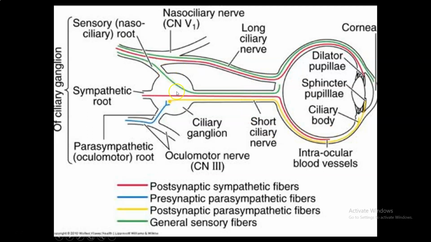Again, ciliary ganglion behind the globe, having the parasympathetic relaying in the ganglion, which is the yellow, the sympathetic passing without relay in the ganglion, and the sensory passing without relay in the ganglion.